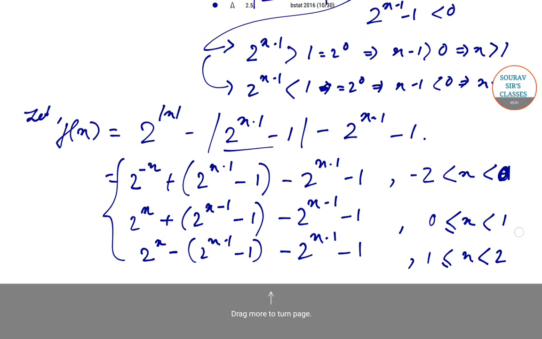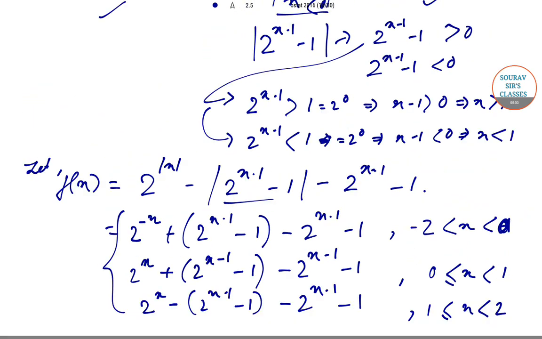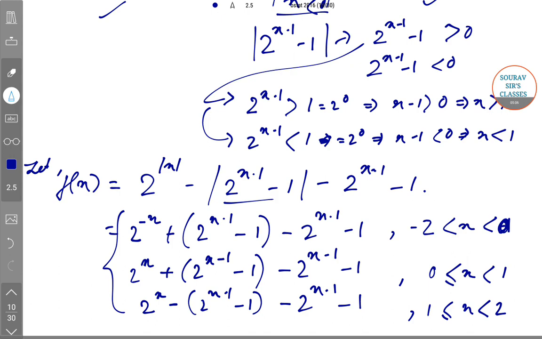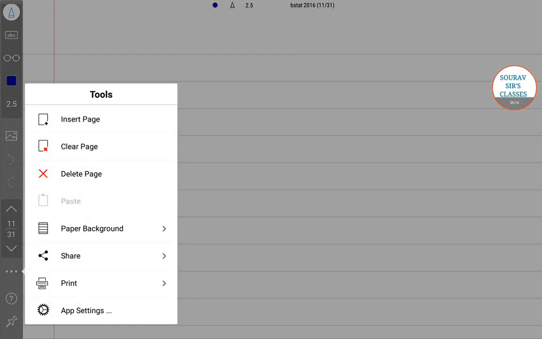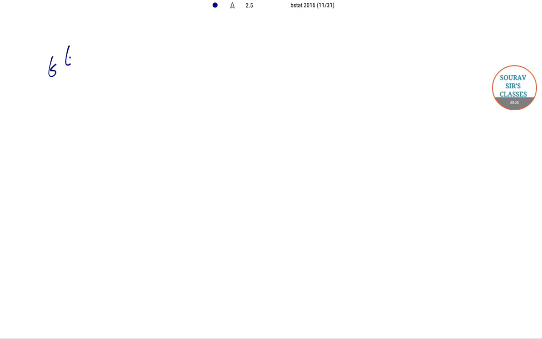So now after breaking it down, we'll try to simplify the function further. So for that I will insert a new page over here. Let me change the background. So that will imply that f of x will be equal to, when x lies between minus 2 and 0, then f of x will be equal to 2 to the power minus x minus 2.